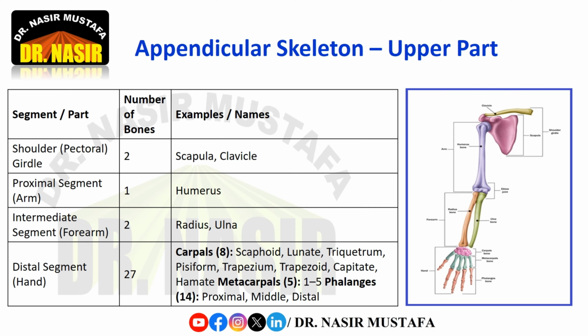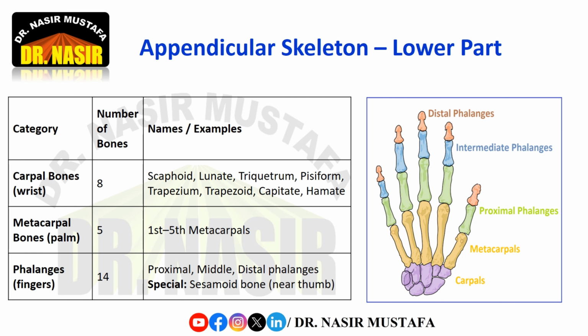These include 8 carpal bones that form the wrist, 5 metacarpal bones that form the palm, and 14 phalanges that make up the fingers. Remembering the names and arrangement of the carpal bones is essential for anatomy examinations and clinical practice. Bones of the hand. The hand is composed of 3 groups of bones.